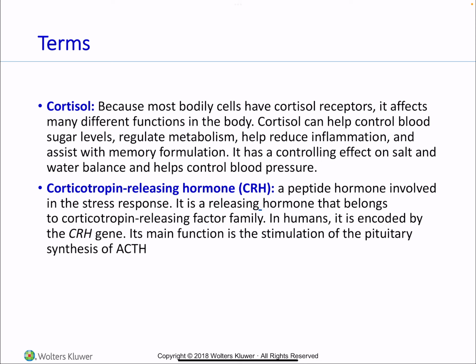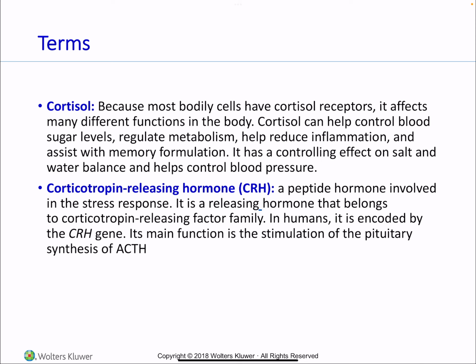Cortisol is the next term. Because most of the body cells have cortisol receptors, cortisol affects many different functions in the body. Cortisol can help control blood sugar levels, regulate metabolism. It helps you reduce inflammation and assist with memory formulation. It has a controlling effect on salt and water balance, and it helps control blood pressure as well.